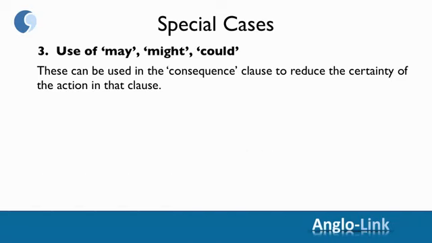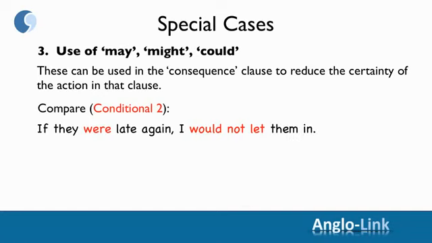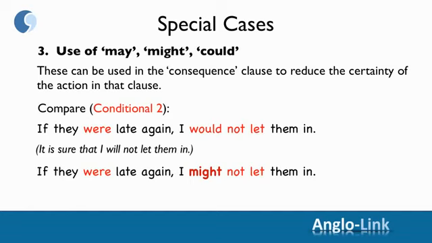Let's look at another example in the second conditional. If they were late again, I would not let them in. It is absolutely sure that you will not let them in, but we can decrease the certainty. If they were late again, I might not let them in. Now it is not so sure. It's just possible that you will not let them in.